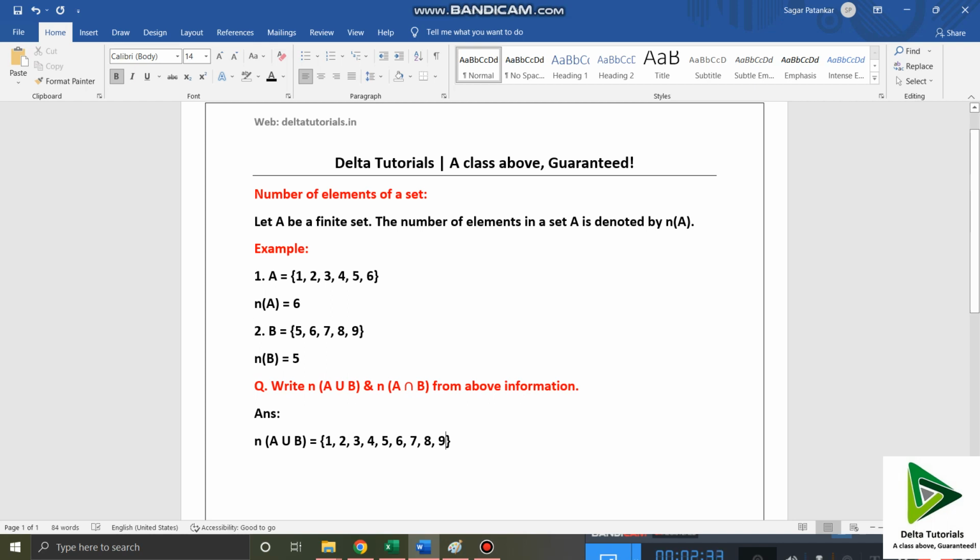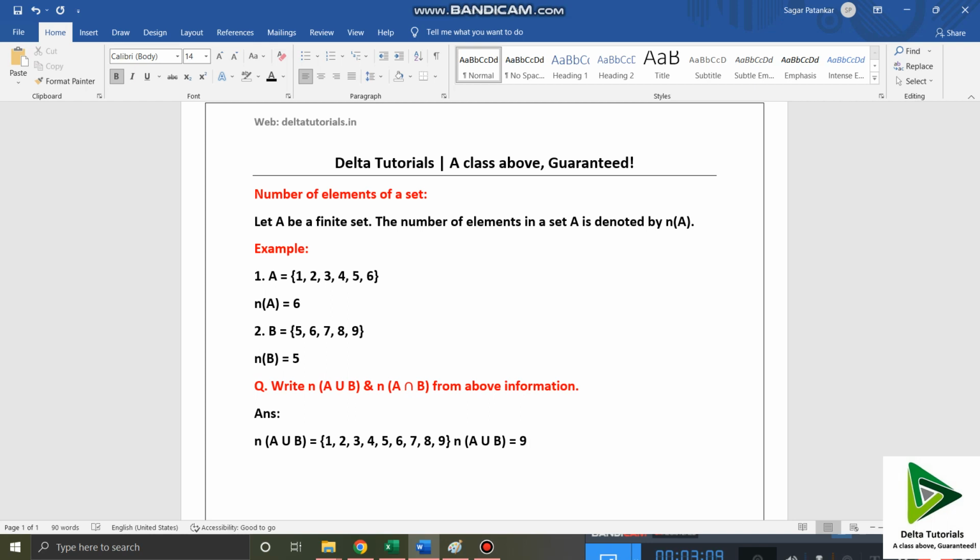We can see that some elements are common in set A as well as in set B, like 5 and 6, which are present in set A and also in set B. But still we are going to write these two elements only one time. So in case of n of A union B, we have 9 elements. So n of A union B is equal to 9. That is the number of elements present in the union.